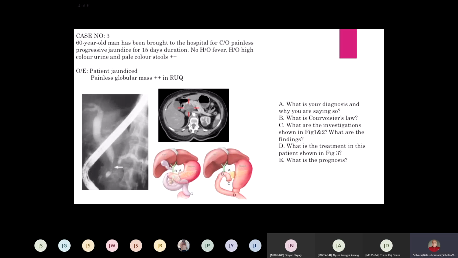This is the difference, because here it is not painful, it is painless, it is not intermittent jaundice, it is progressive jaundice. On examination, the patient is also having a globular mass which is painless in the right upper quadrant. So now what is your diagnosis? Carcinoma of the head of pancreas. Yeah, very good, excellent. Okay, what is Courvoisier's law?